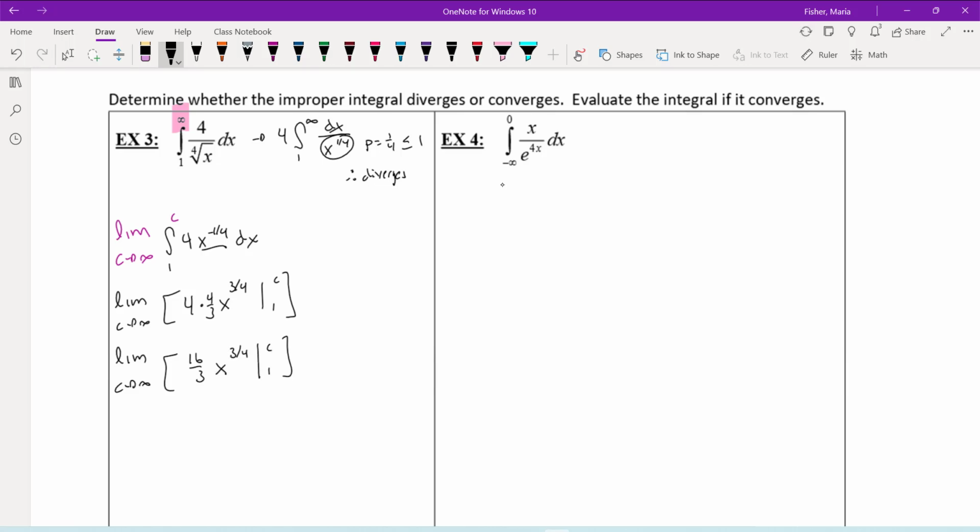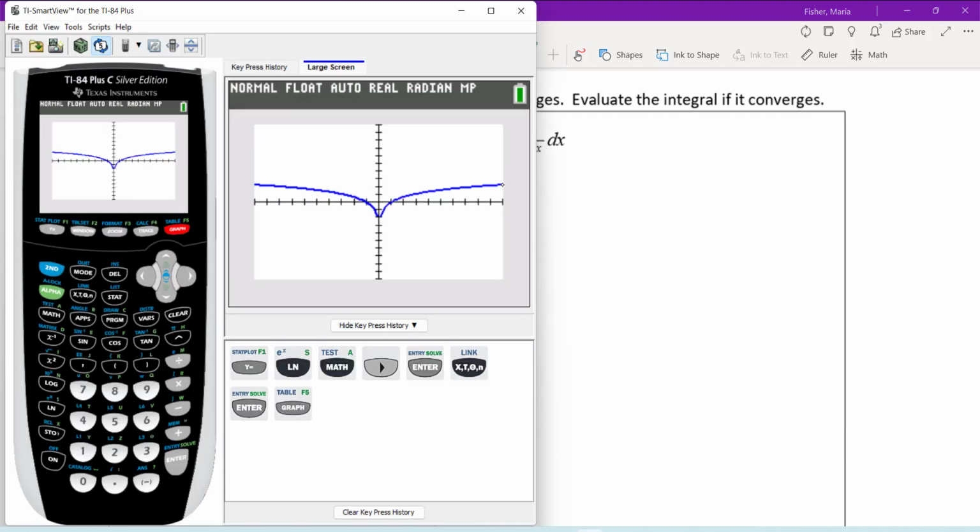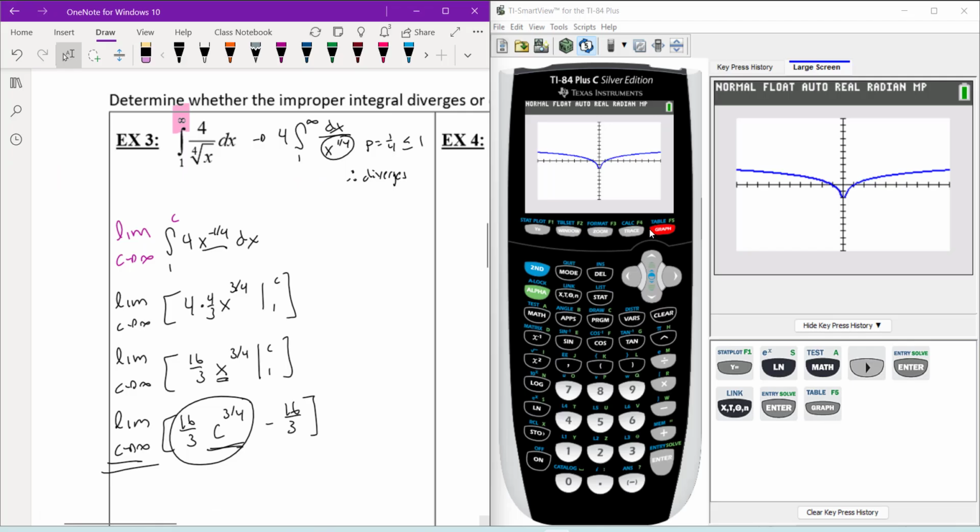If I now plug in the limits of integration, I end up with 16 over 3 times c to the 3/4, and then minus 16 over 3 times 1 to the 3/4, but 1 to any power is just 1, so we're just going to say minus 16 over 3. So what is this? When c goes to infinity, what is c to the 3/4? Again, if you forget, just grab your calculator and let it assist you here.